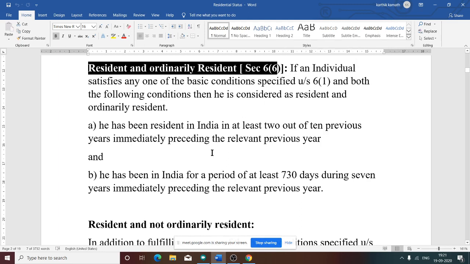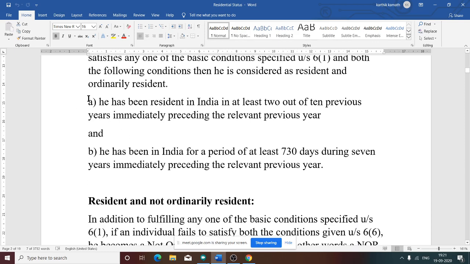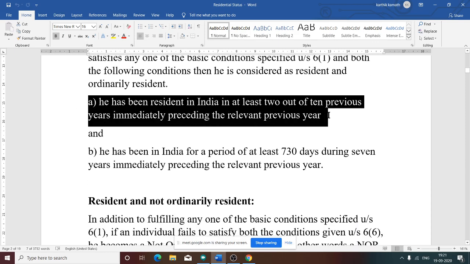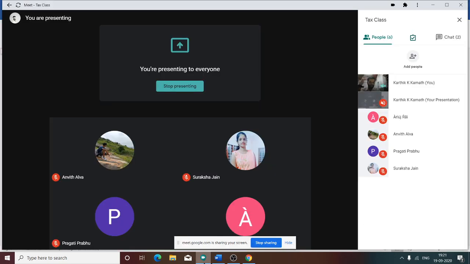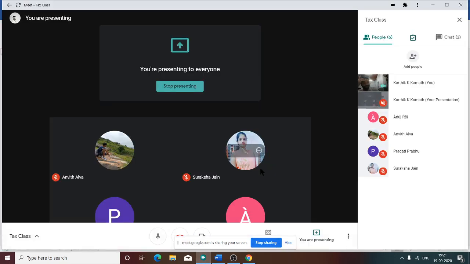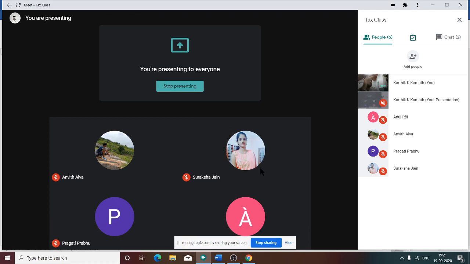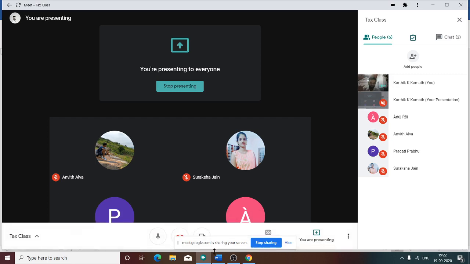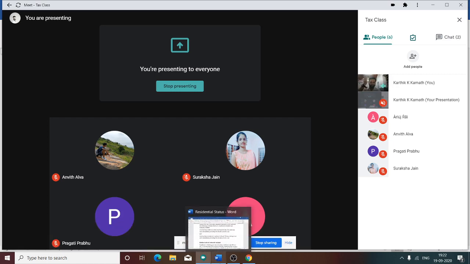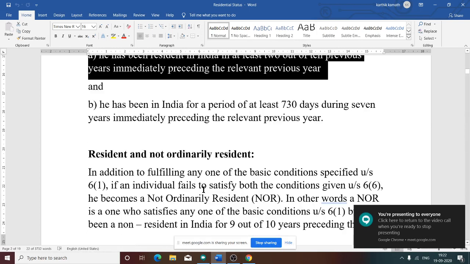Now you need to see the additional conditions. There are two. First one: he has been in India in at least 2 out of 10 previous years immediately preceding the relevant previous year. That means he must have stayed in India for more than 182 days in at least 2 out of the last 10 previous years preceding the previous year. That is the meaning of that sentence. Residence means more than 182 days. So that is the first additional condition.